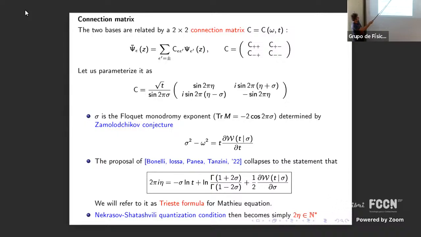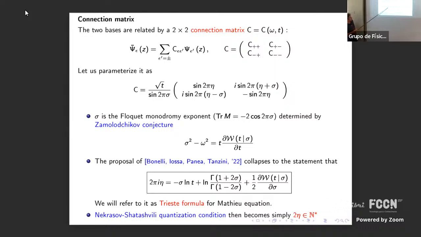These are very easy to compute using the asymptotics. So you can parameterize this connection matrix in this form, and here you have two parameters. This sigma variable is the parameter that has already appeared before in the conformal block. It is the eigenvalue of monodromy around, let's say, z equal to 0, but it's the same for z equal to infinity because there are only two. And this is given by the Zamolodchikov conjecture that I have explained to you before.